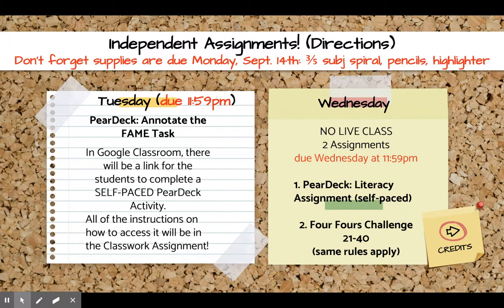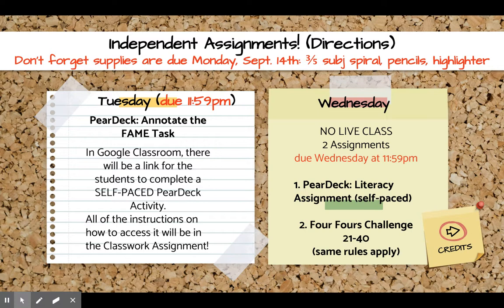So, for today, Tuesday, your assignment is due at 11:59 p.m. The assignment is going to be a Pear Deck where you're going to annotate the FAME task. In Google Classroom, there will be a link for students to complete a self-paced Pear Deck activity. It is extremely important that all of you read the directions in Google Classroom because there will be a link for you to join the Pear Deck, and you'll be able to move through the slides easily and answer the questions there. Once again, all of the instructions on how to access it will be in the classwork section on Google Classroom.